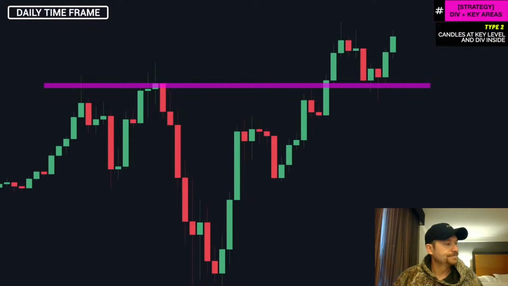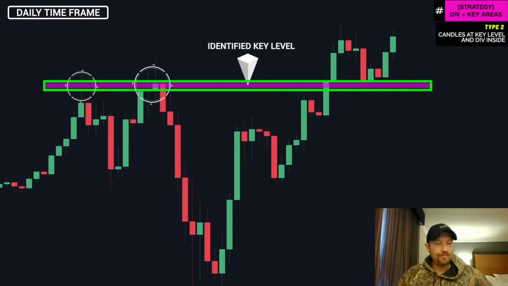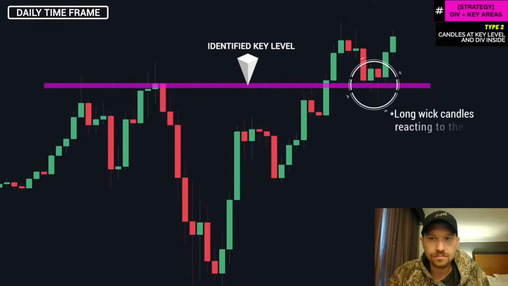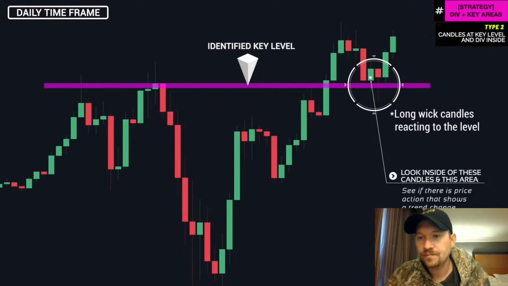Here's the time frame. This was your clear moving uptrend. Key level here because of these two reversal points. So after we had these two perfect long wick candles reacting to the level, we wanted to look inside of them to see if we had price action that signaled a possible trend change.